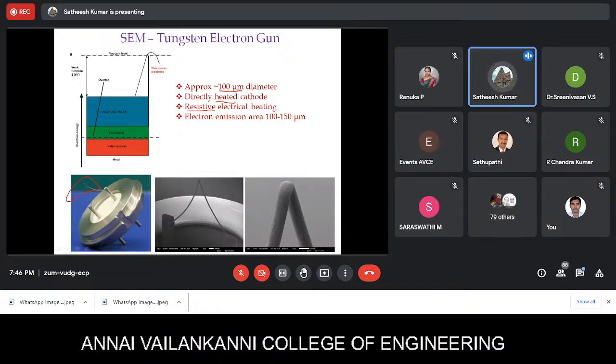And this is the work function for tungsten. It is around 4.5 electron volts. So when you are giving a sufficient amount of heating, you are going to cross this barrier, and by that, you are going to emit electrons from the surface of this tungsten.